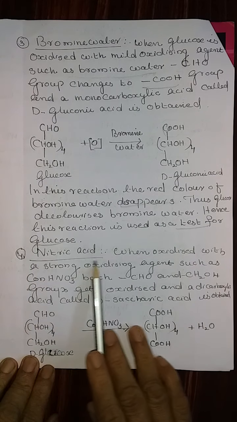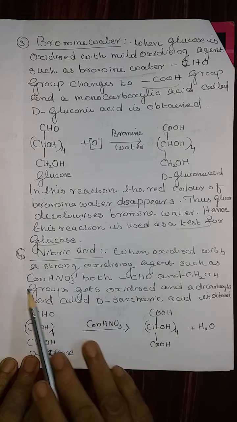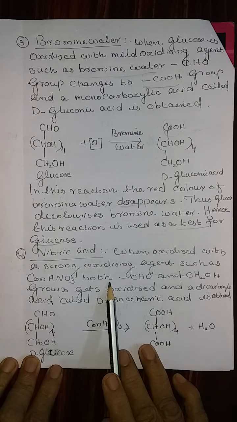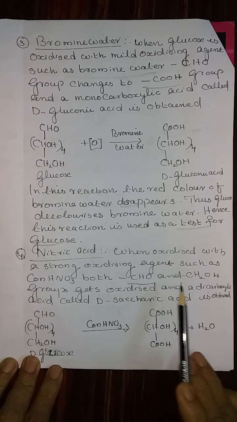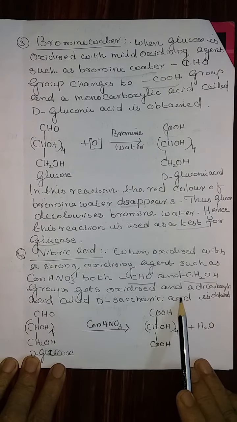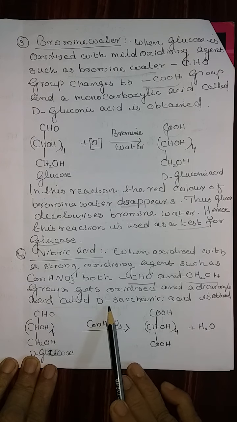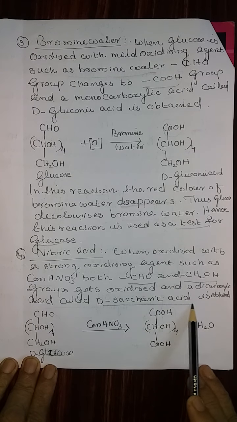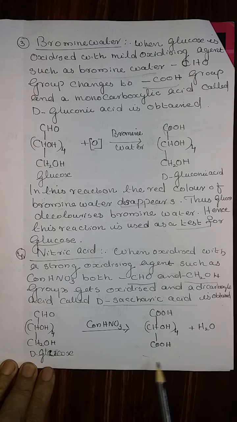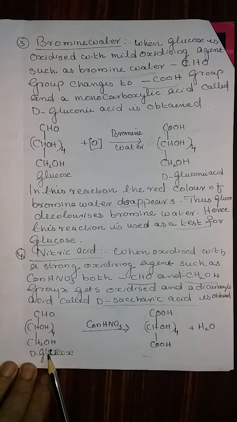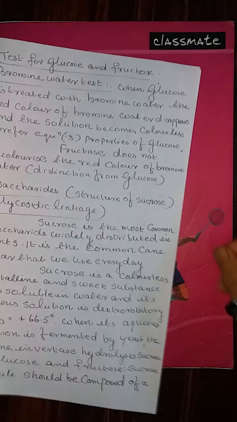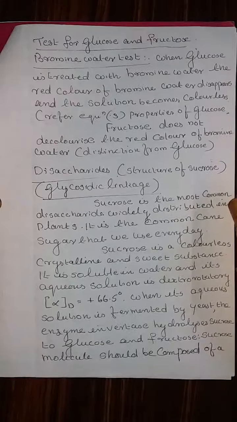Fourth one, nitric acid. When oxidized with strong oxidizing agents such as concentrated nitric acid, both the aldehyde and the primary alcohol groups get oxidized and a dicarboxylic acid called D-saccharic acid is obtained. How will you prepare D-saccharic acid from D-glucose? Another question can be asked.